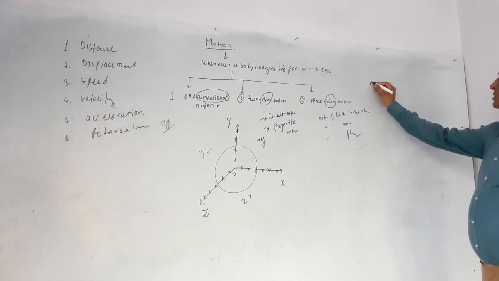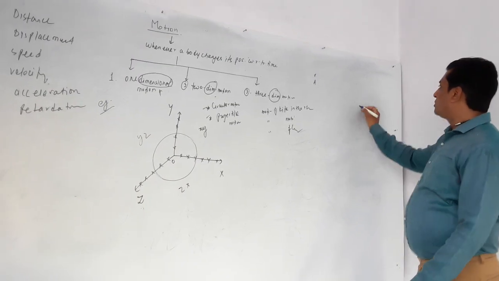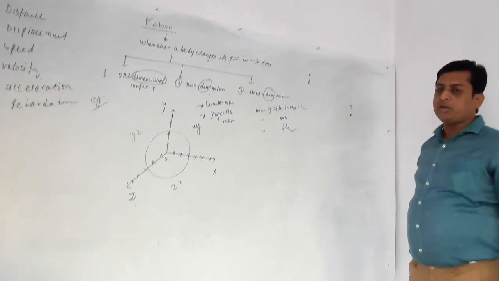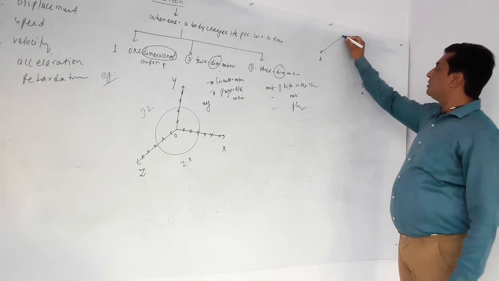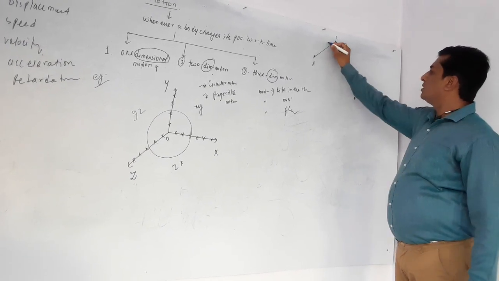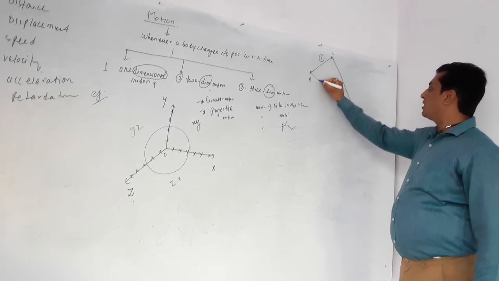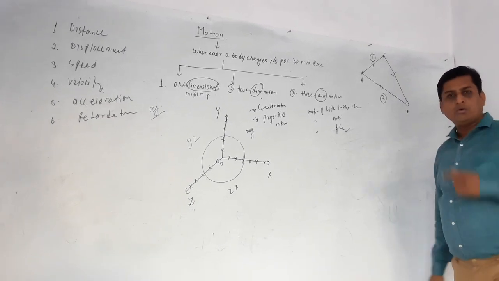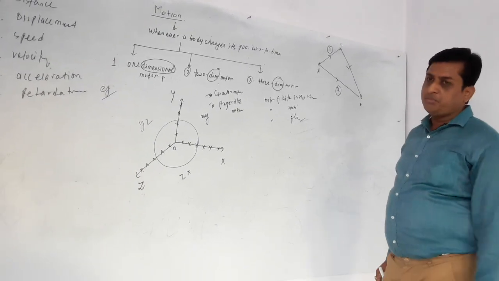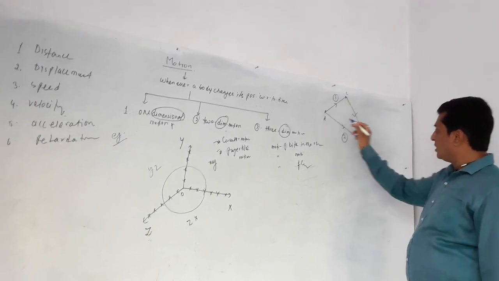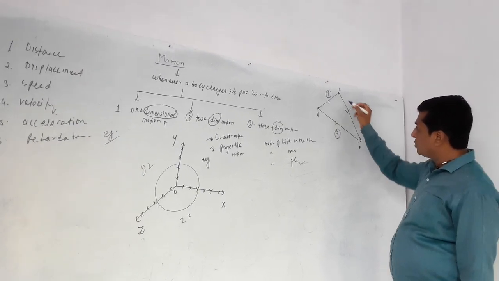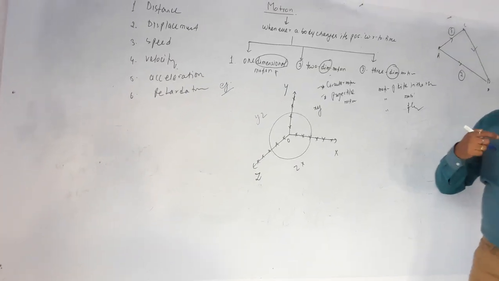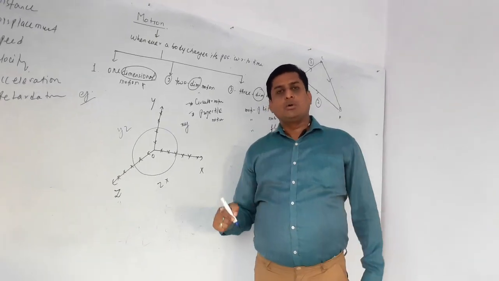Suppose that you are somewhere at point A and you want to go to point B. There are two ways to move to point B. Suppose that you are going from A to C, then C to B. This is the first way. Or you are going directly from here to here. This is the second way. In these two ways, you can go from point A to point B. Both are distances. Distance means whatever the actual path traveled by the body is called distance.